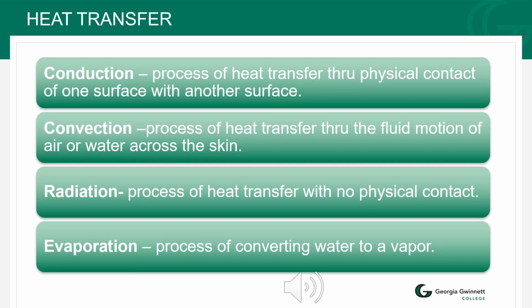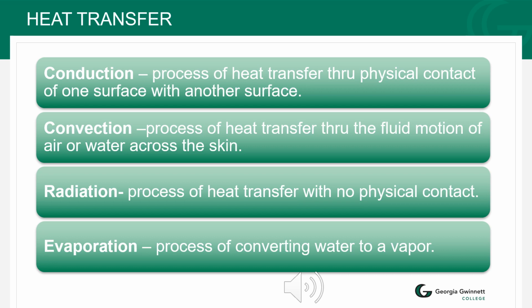So to be able to predict how your patients will react to their thermal environment, the nurse should know the 4 ways in which heat transfer takes place from one object to another. Conduction. Conduction is the process of heat transfer through physical contact of one surface with another surface. A great example of this is if a newborn is placed on a metal changing table. The heat from the baby would transfer to that surface and make the baby's body colder.